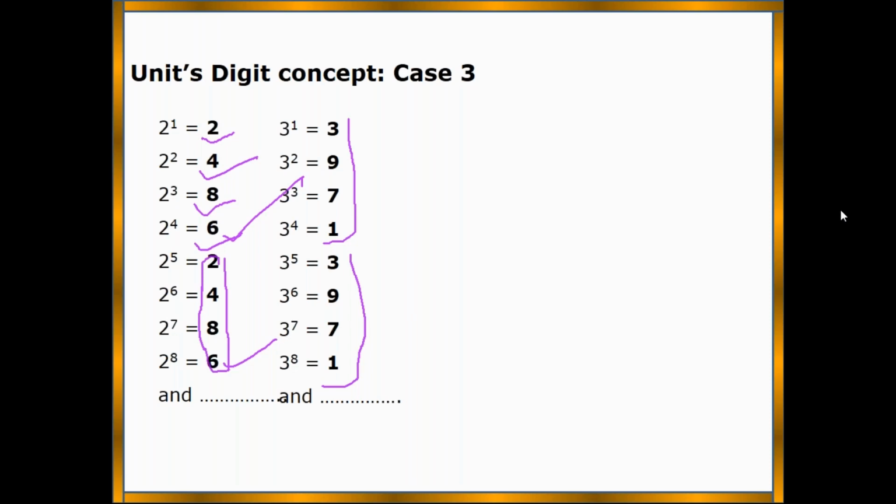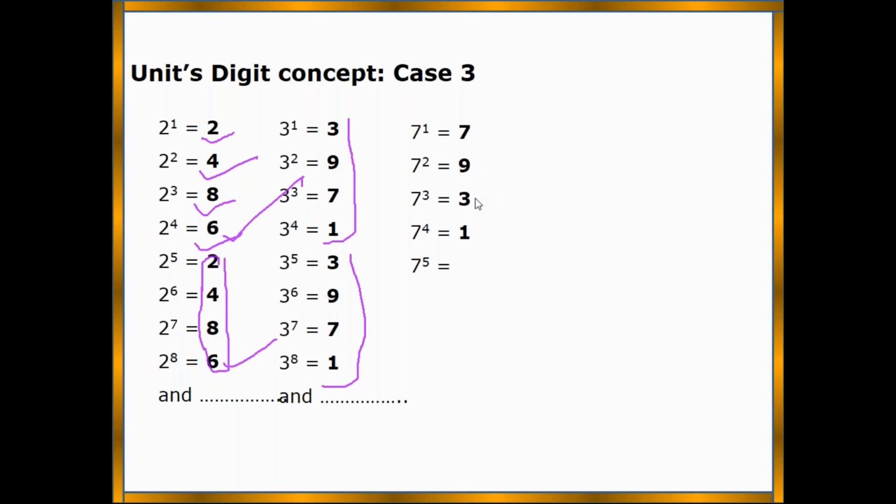So similarly, 7. Please concentrate. 7 power 1 is 7. 7 power 2 is 9, since 49 ends with 9. 7 power 3 is 343. If you don't know the value of 7 power 3 directly, what will you do? 7 power 2 into 7: 9 into 7 is 63. So 63 is not the value of 7 power 3, but 7 power 3 is ending with 3.